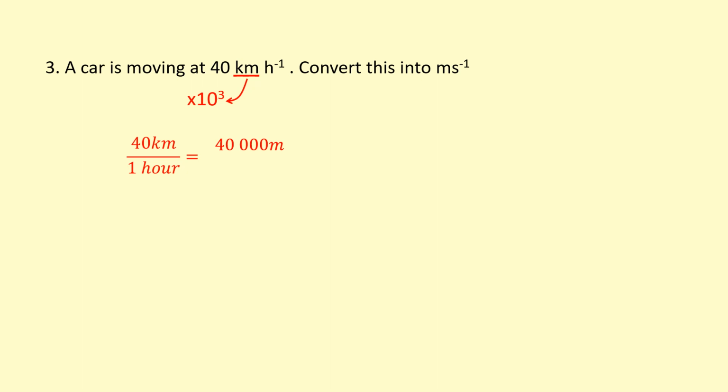And an hour, well, when you turn that into seconds, because we're going for meters per second, an hour has 60 minutes, and each minute has 60 seconds. So that's 3,600 seconds. Now if we put that in there, like I've done there, you get 11 meters per second.